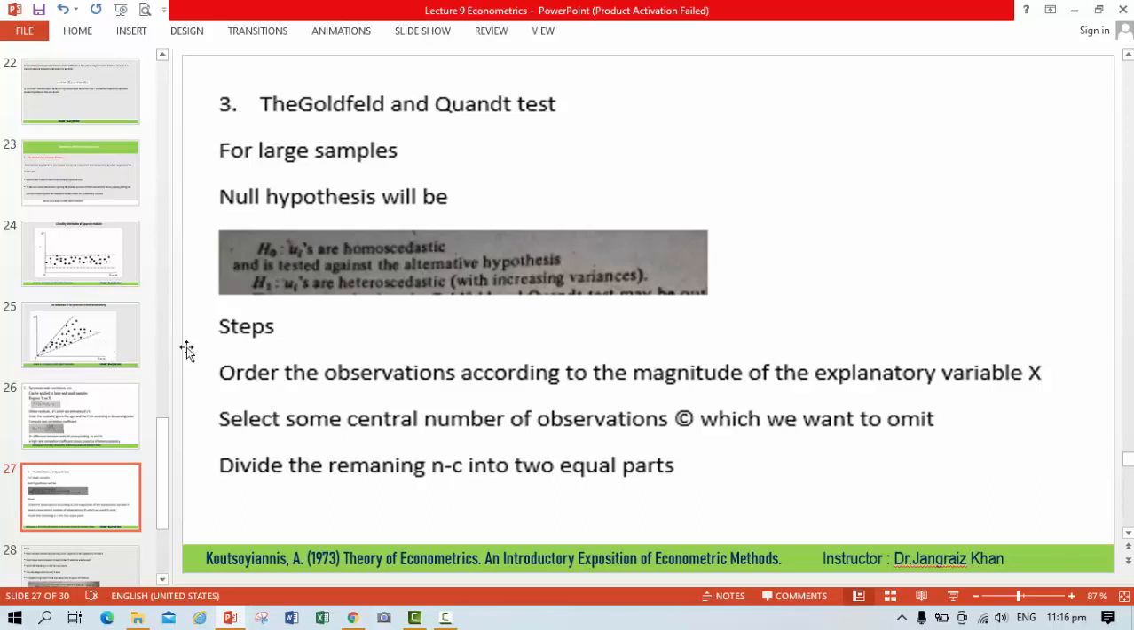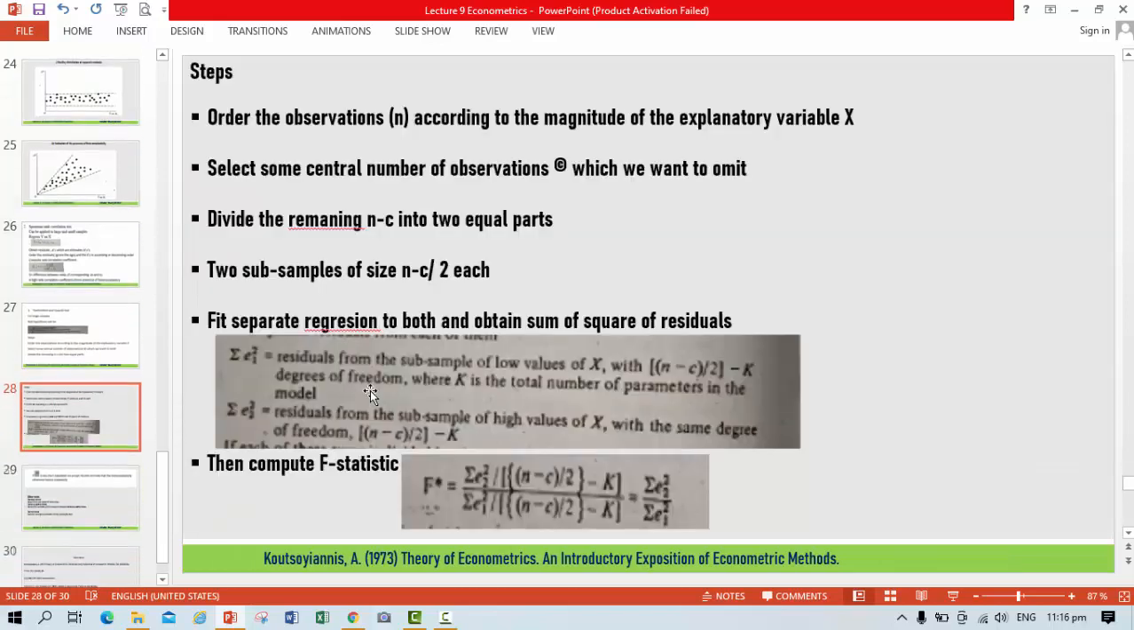Once again, first of all, we order the observations in ascending or descending order according to the magnitude of the explanatory variable x. Then we select some central number of observations, C, which we want to omit, and divide the remaining n minus C observations into two equal parts. So we have two subsamples of n minus C by 2 each.